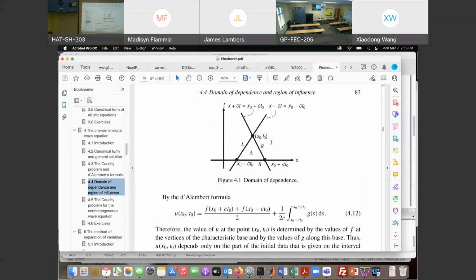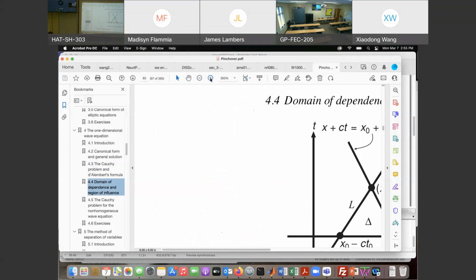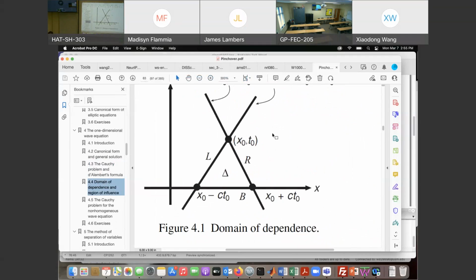So here's an example of what I was talking about, domain of dependence. Here's a point, x naught t naught, at which I want to know what the solution is. If I draw lines of slope 1 over c and minus 1 over c, for whatever c is, only the initial data in this interval between these two dots can influence the value of the solution at this point.